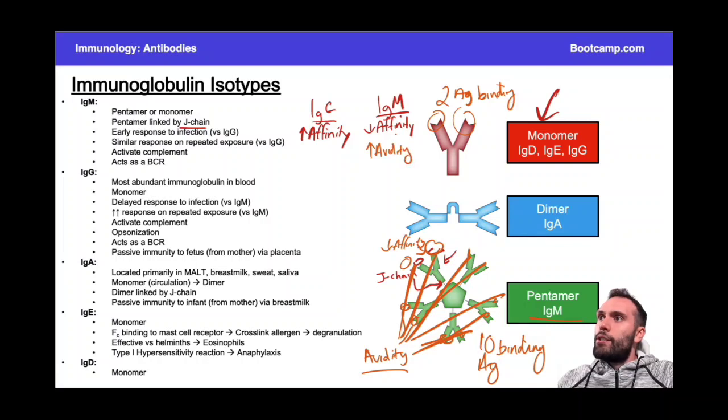because it has so many more binding sites as opposed to the IgG. Now, again, like I said, there are specific examples of this that might be different, but this is kind of a high-level way to think of the terminology when they use avidity versus affinity.